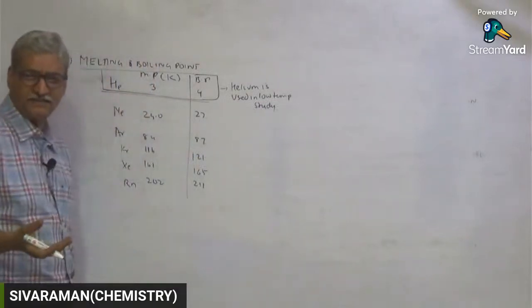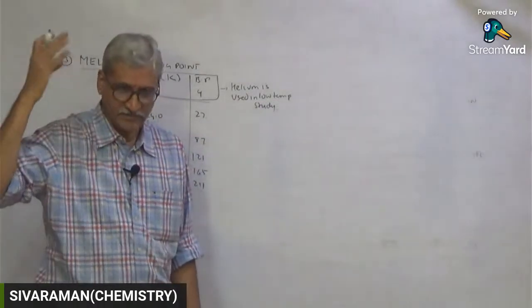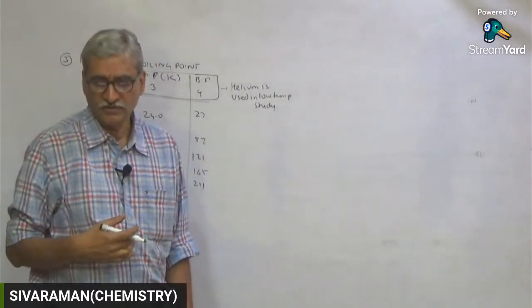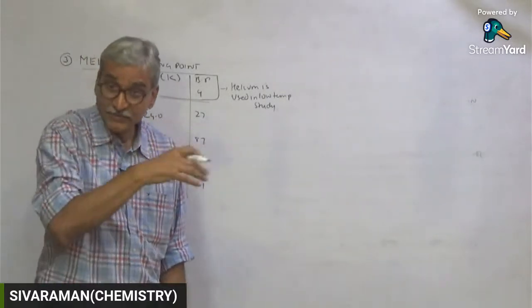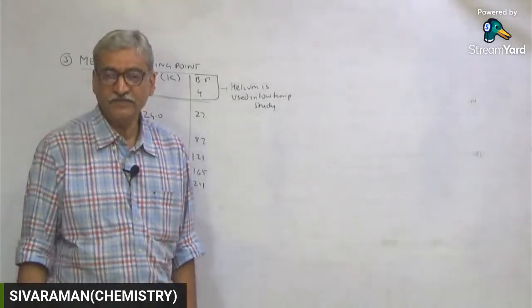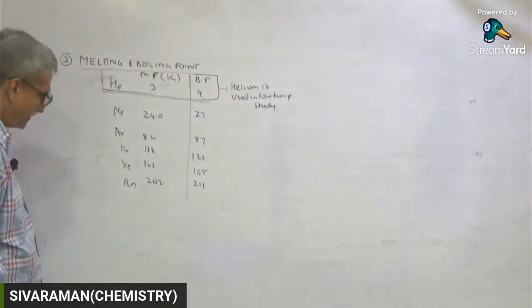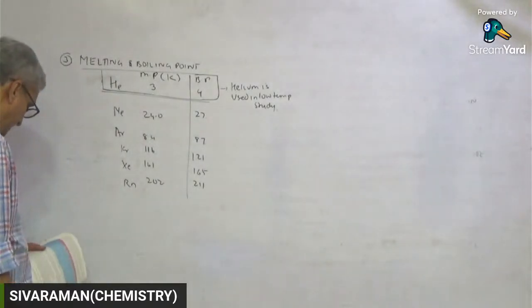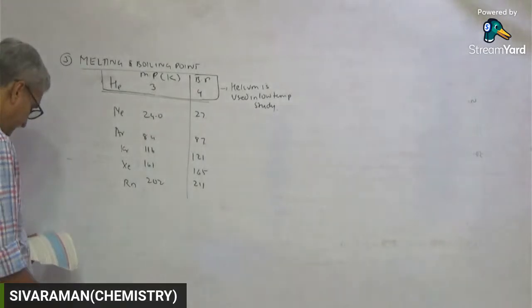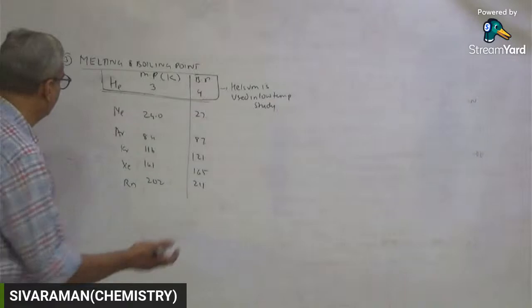You have this MRI and all that kind of thing you do. There they use helium. The helium is placed between the magnets. That's why people find it very cold there when they go for that kind of diagnosis.